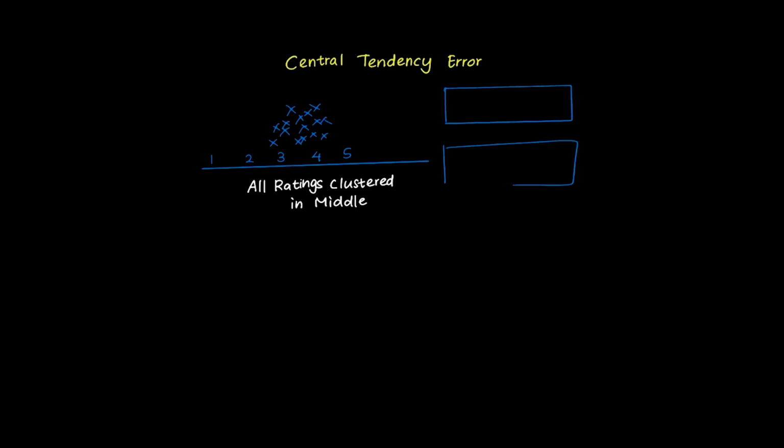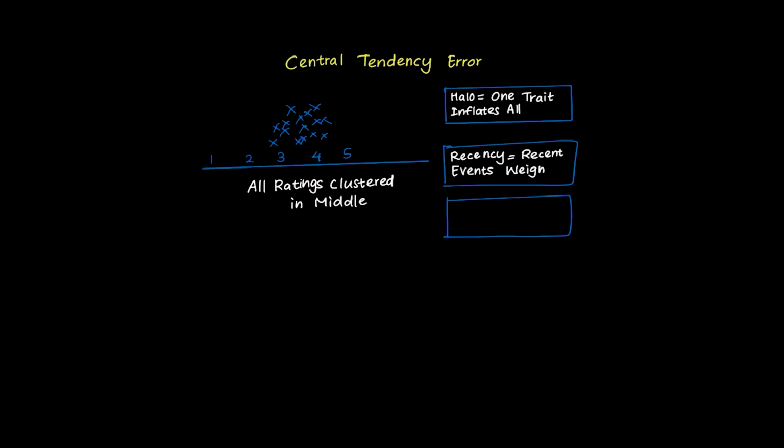Halo effect is when one good trait inflates all ratings. Recency bias gives too much weight to recent events. Leniency error rates everyone high, not middle. Central tendency clusters everyone toward the center.